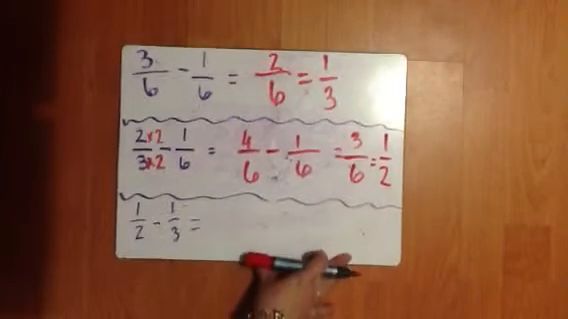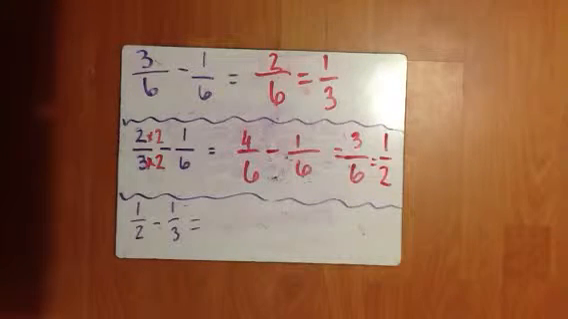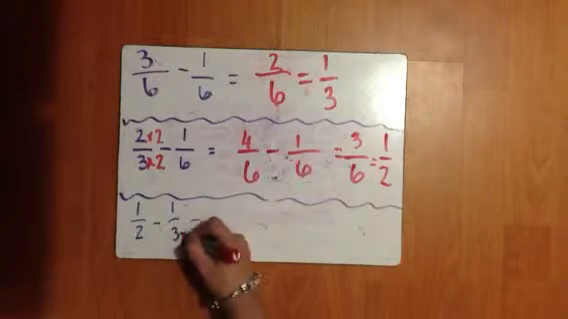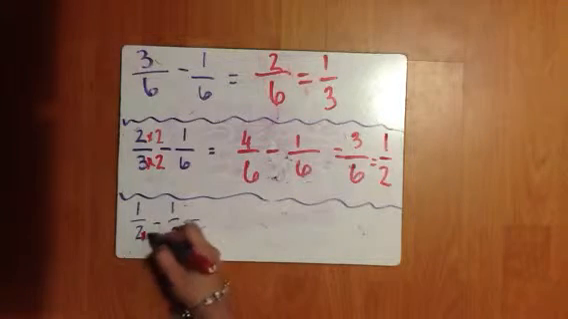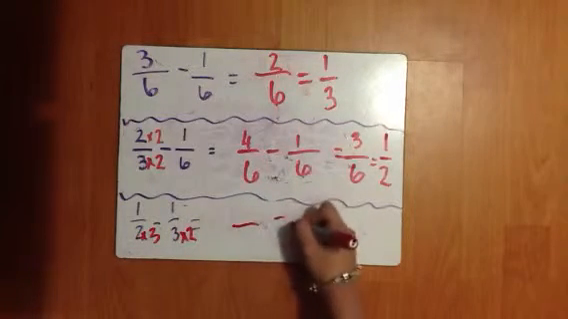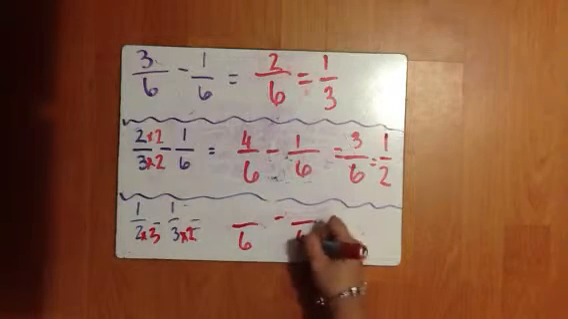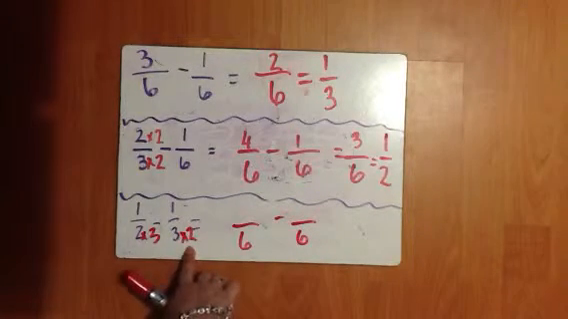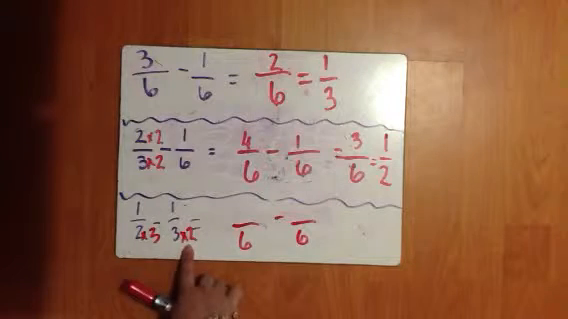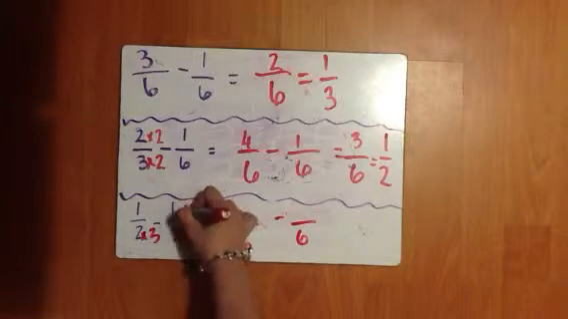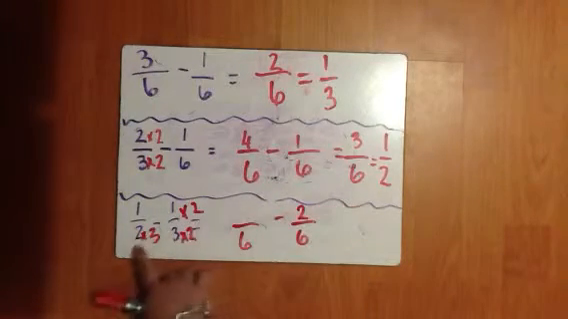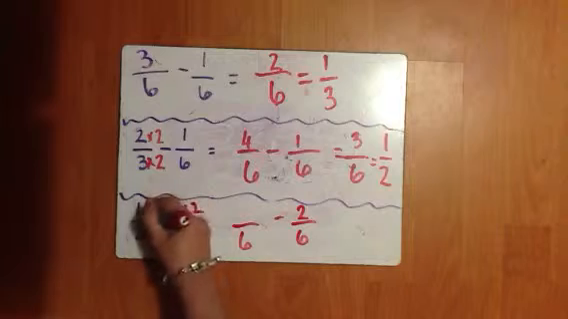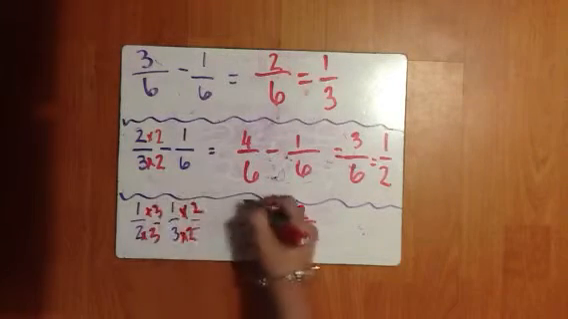Okay. Next problem. These are fractions with unrelated denominators. So we need to cross multiply. So we multiply this denominator by 2 and this denominator by 3 to give us our new denominator of 6. Whatever we do to the denominator, we have to do to the numerator. So this denominator we've multiplied by 2. So this numerator we have to multiply by 2. 1 times 2 is 2. This denominator we've multiplied by 3. So this numerator we have to multiply by 3.